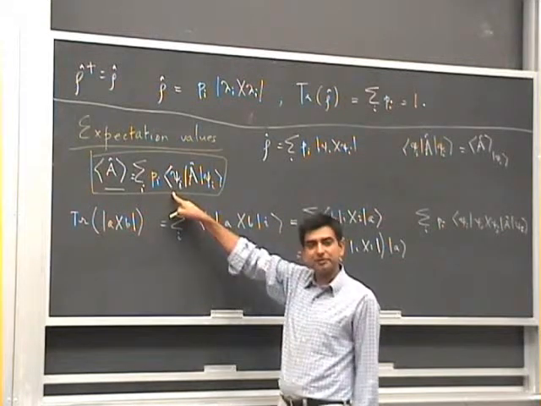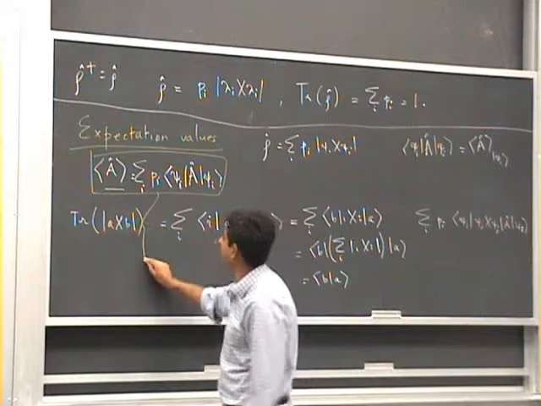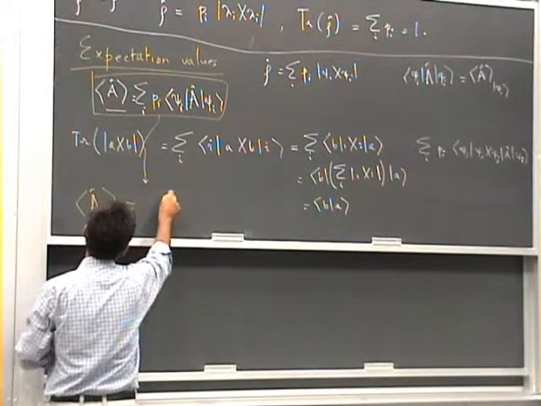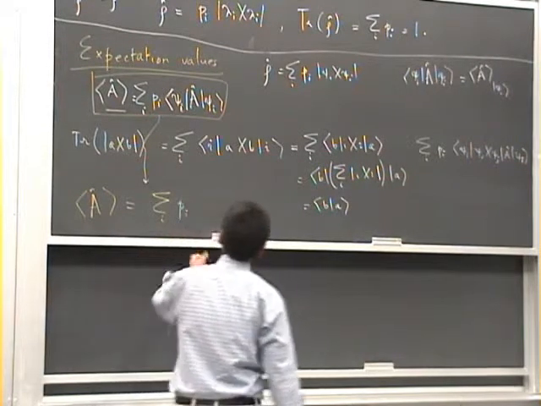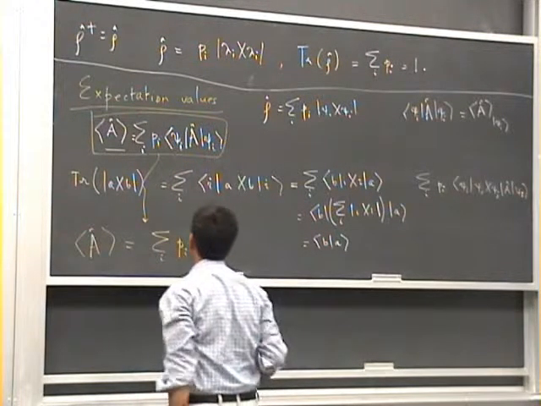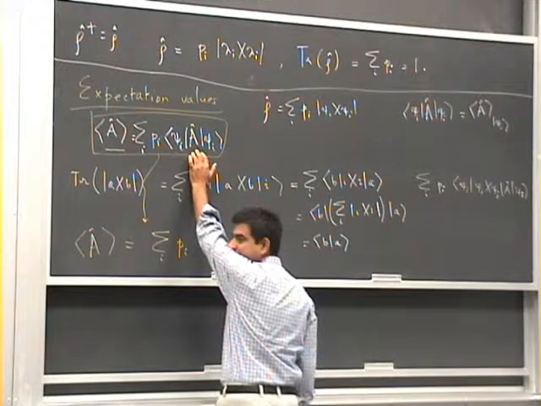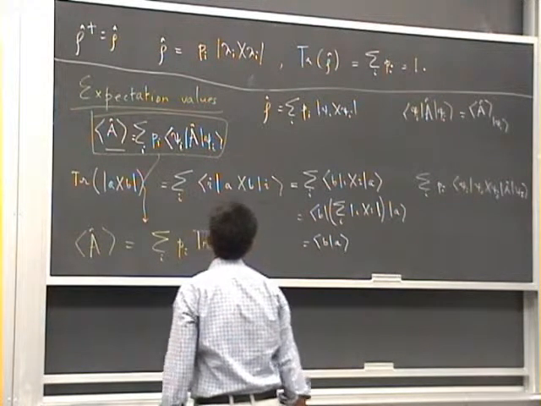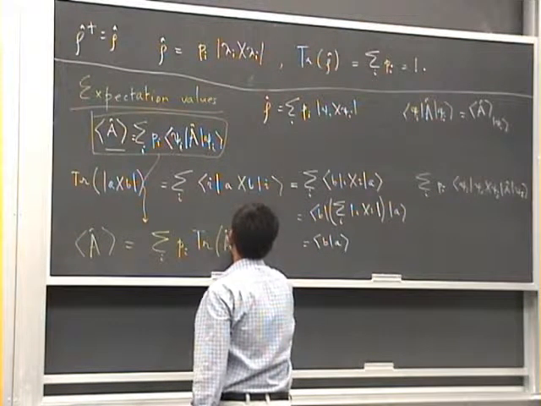Now let's look at this definition of the expectation value of an observable A. Do you all agree with this formula? Okay. This means that the expectation value of A can be written as the sum over i of p_i. Now this element is just an inner product, so it is the trace of A ψ_i.